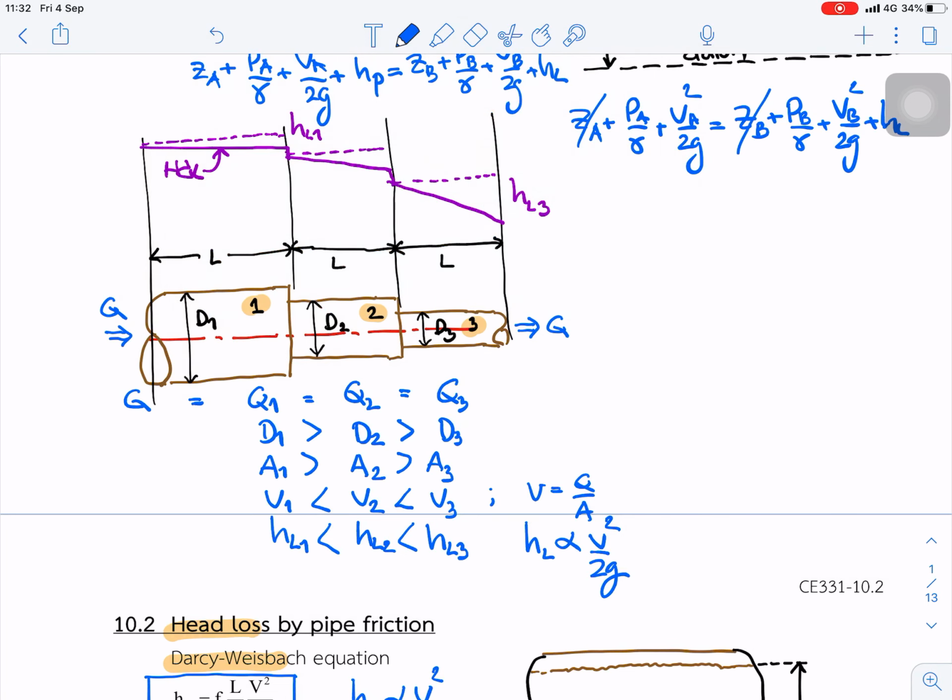the velocity head, the gap between the hydraulic grade line and energy grade line for D1 is smaller compared to D3, which is bigger. Gap between the HGL and EGL. Okay.